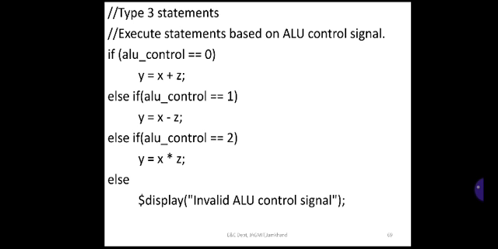is executed. If this condition is also false, that is ALU control is not equal to 2, then the else part is executed. So else is a default statement here, that is $display invalid ALU control signal. That means the ALU control signal is neither 0 nor 1, nor 2. If you enter any value other than these 3 values, then this display function is executed, that is invalid ALU control signal. Like this, the conditional statements are executed.